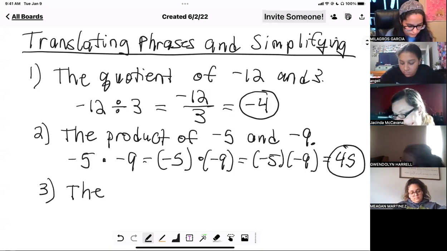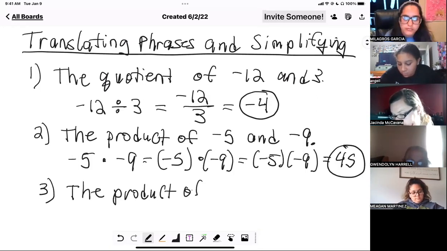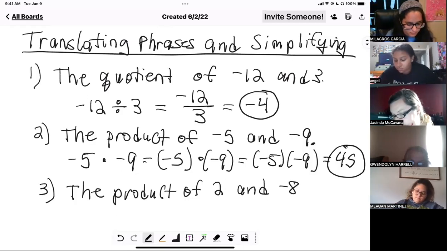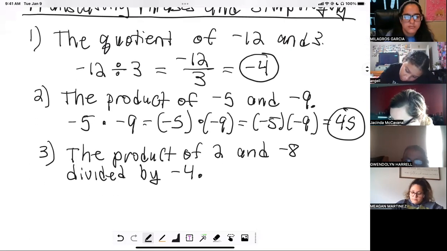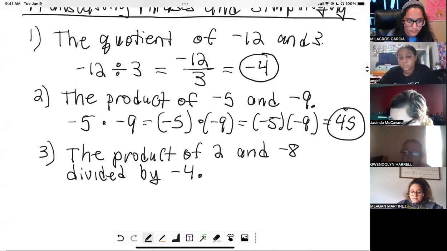Okay. The product of 2 and -8 divided by -4. The product of 2 and -8 divided by -4. So just do it real quick. See if you can figure it out. And then we'll do it together.